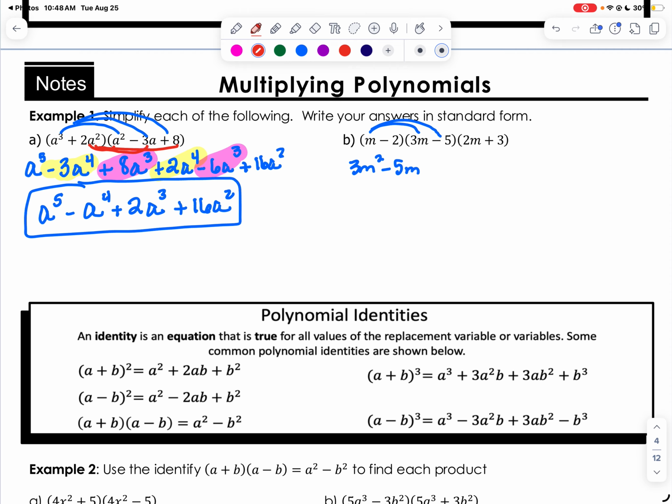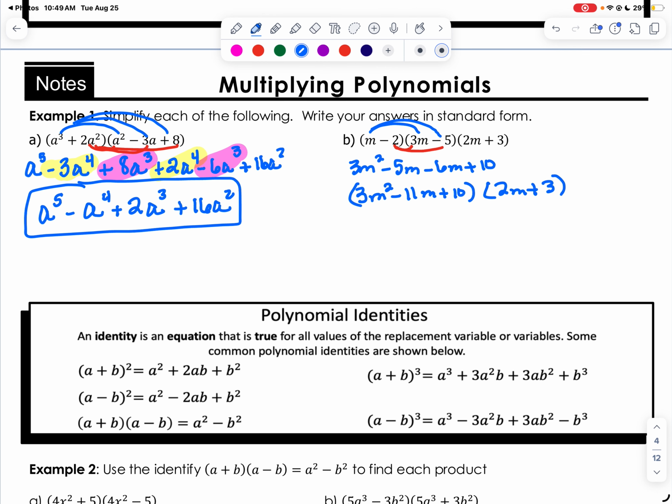Now do the same thing with this negative 2. Multiply everything in the second binomial by negative 2. So negative 2 times 3m is negative 6m, and negative 2 times negative 5 is positive 10. Now let's simplify that. This would become 3m squared minus 11m plus 10. So now what we're going to do is we're going to multiply that by the third polynomial, which is 2m plus 3.